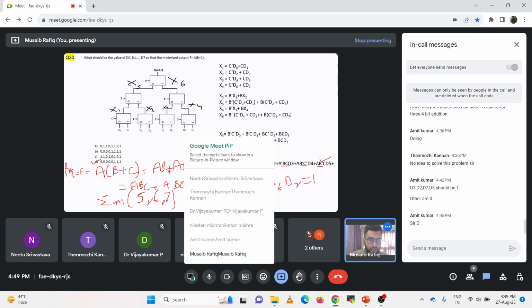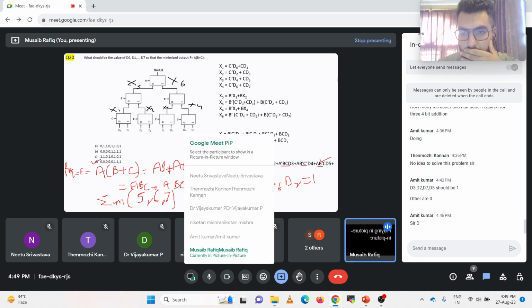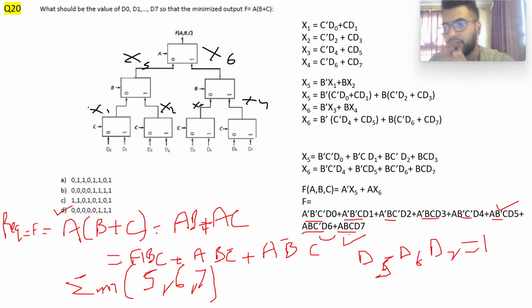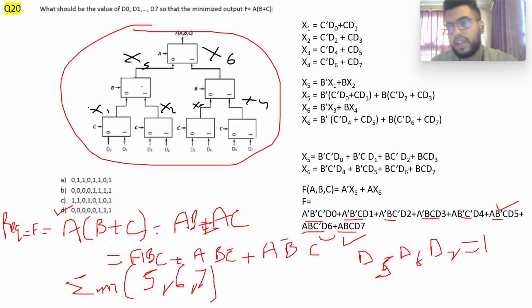So this was one way of looking at the answer to the question. One of the students has done it correctly. The other way, which would have saved you a lot of time, is to look at the circuit itself. You have a three variable system, and the three variables are your three select lines, and you are using 7 2-to-1 muxes like this to construct an 8-to-1 mux. So this whole thing is your 8-to-1 mux.